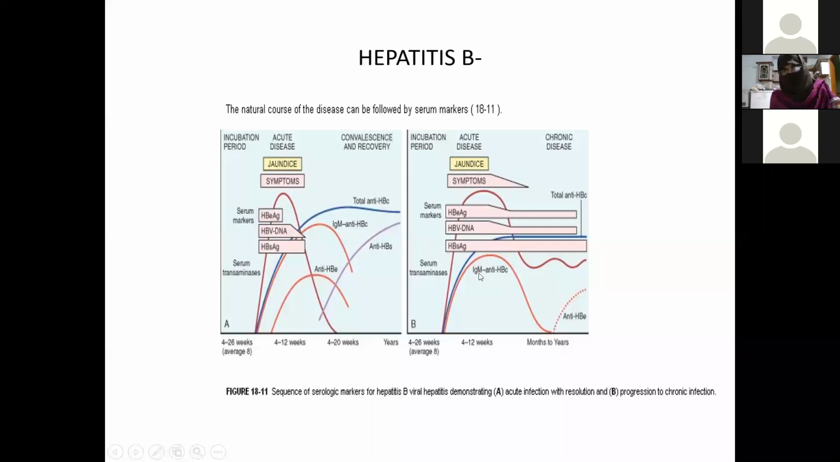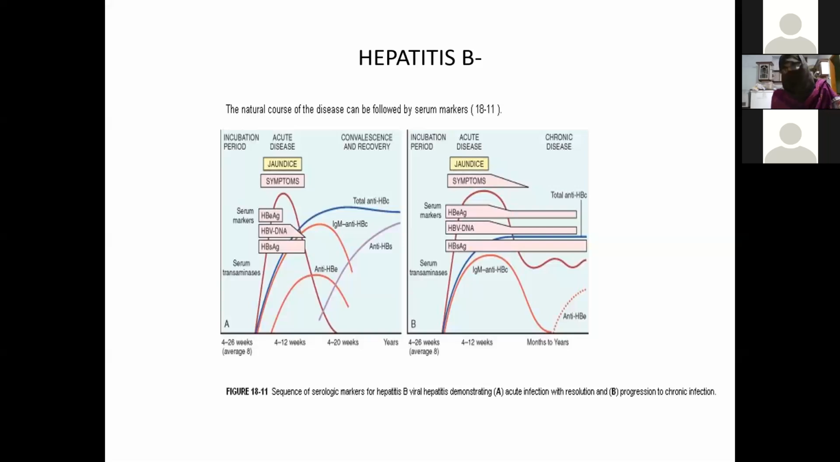And if you compare IgM anti-hepatitis B core antibody, it rises and then it falls, and even the anti-hepatitis B antibody does not appear in the serum. And what is missing over here? The surface antibody, which finally decides that the patient has come out of the infection, almost never appears in the patient where the chronic disease develops. If you compare these two, you can see this surface antibody is not over here. It means that the patient has not come out of the disease.